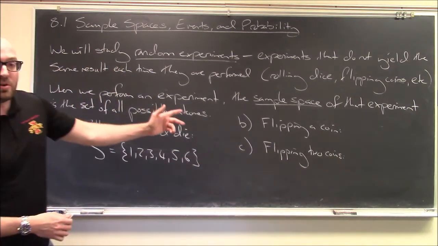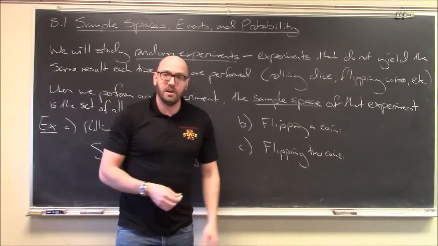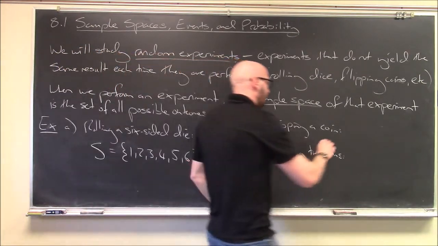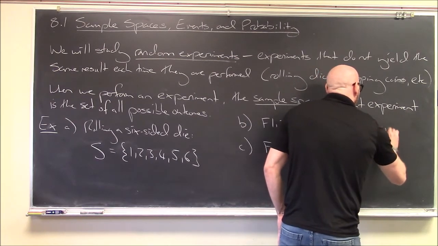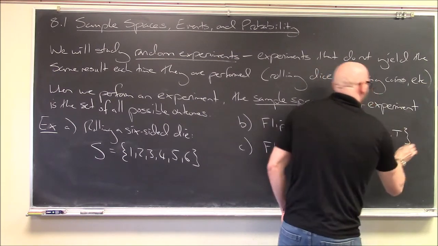Alright, here's another one, flipping a coin. Well, what happens when you flip a coin? You either get a heads or a tails, right? So the sample space in this case, flipping a coin, is a 2-element set. It's just heads or tails.